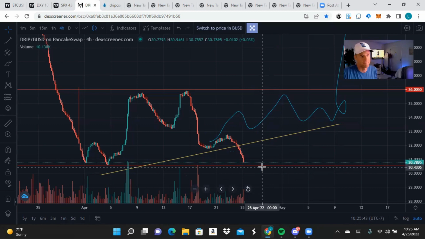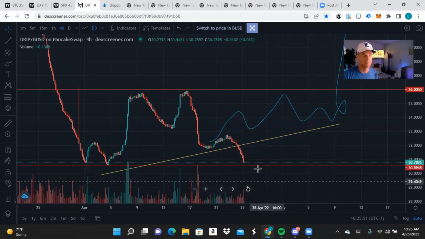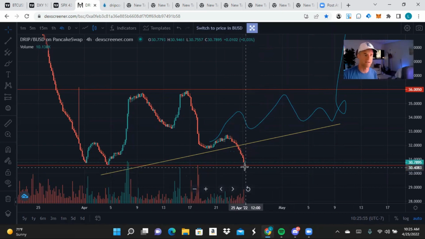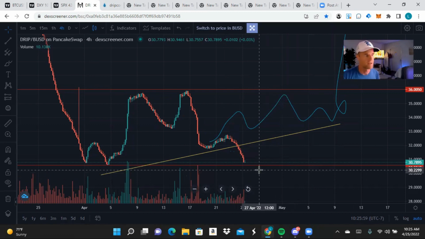If you're in the phase of accumulation and this is strictly about compounding, then you're in luck, because it doesn't really matter what the price is doing. All that matters is that you're compounding the amount of Drip deposits you have. So, keep that in mind.